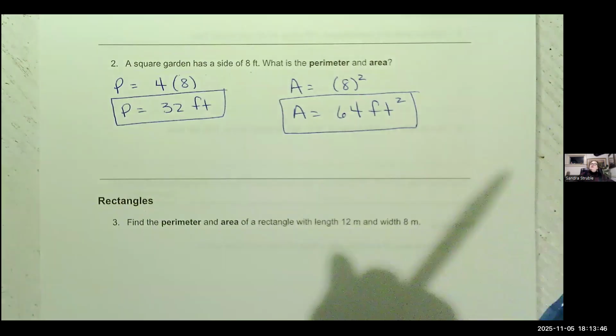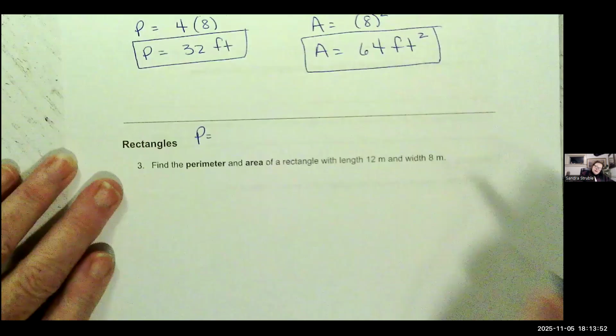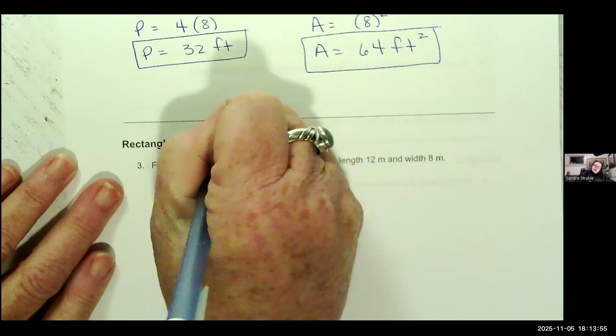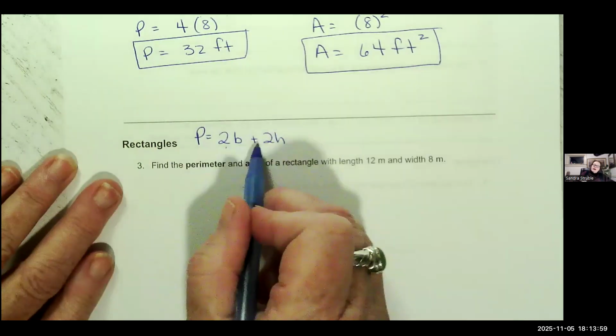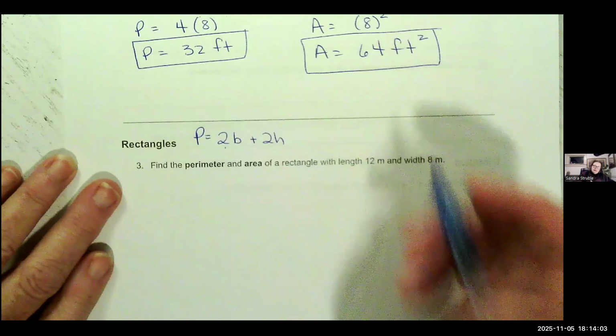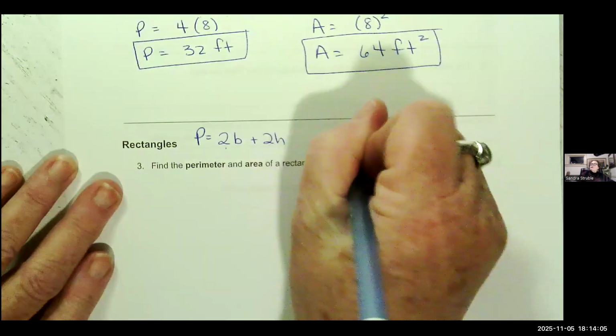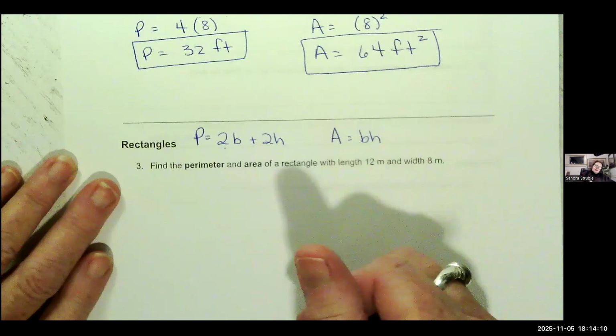All right, let's look at rectangles. Perimeter for a rectangle: you can add up all the sides, or it's 2 times the base plus 2 times the height, or 2 times the length plus 2 times the width. Either way, however you want to look at it. The area for a rectangle is base times height or length times width, whichever one you want to use. Pause the video, go do this one yourself, and come back to see how you did.